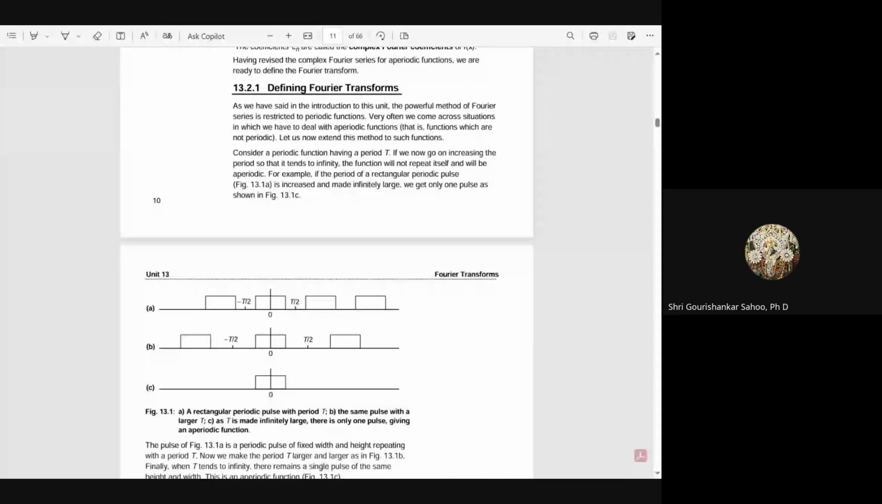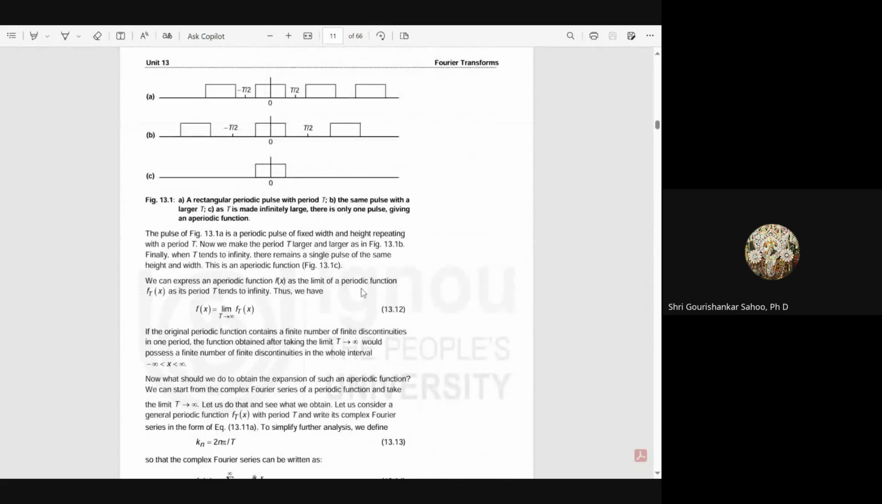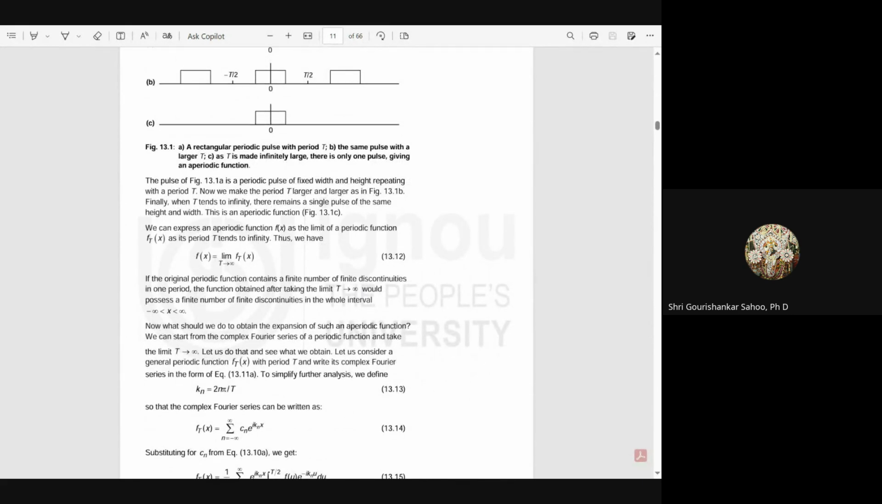You can see it in figure 13.1. A is a rectangular periodic pulse and B is the same pulse with a larger T. As T is made infinitely large, there is only one pulse giving an aperiodic function, in figure C, 13.1c. So you can see a periodic pulse of fixed width and height repeating with period capital T, and you can make the period capital T larger and larger to arrive at figure C. So f(x) is equal to the limit.